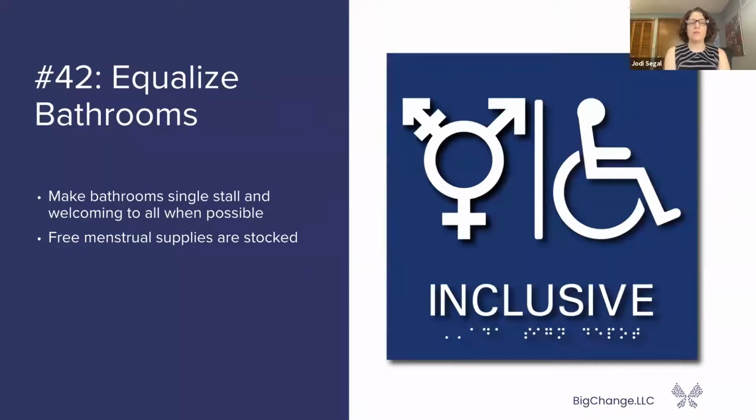Number 42, equalized bathrooms. Single stall bathrooms should be gender neutral. This approach welcomes all and minimizes wait times when only one bathroom is occupied. Stocking menstrual supplies should be considered as a basic necessity, similar to stocking toilet paper. If guests with small children might use your bathrooms, then consider adding space for diaper changing in at least one of the bathrooms. If your bathrooms are gendered, then be sure to have a changing station in both bathrooms.